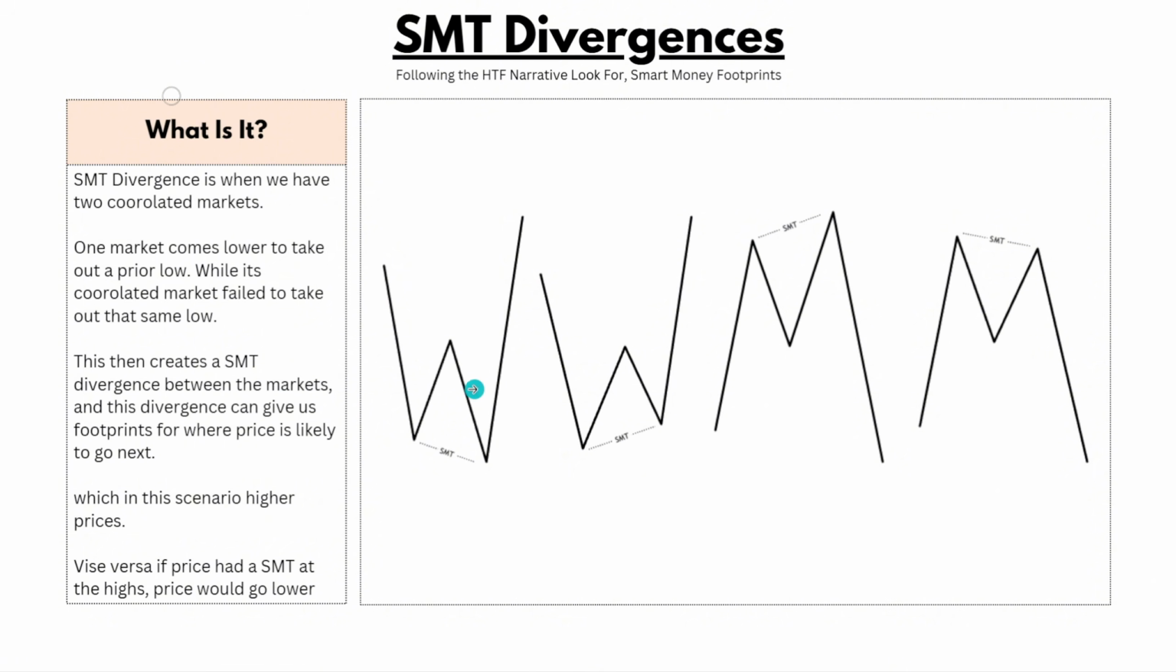So if we have a divergence at the lows, most likely price is going to see higher prices. Vice versa, if we have a divergence at the highs, price is most likely going to see lower prices. As we can see, this market, let's say the S&P, takes out this previous high, while the NASDAQ fails to take out that same high. This is a divergence at the highs, and we can see lower prices.